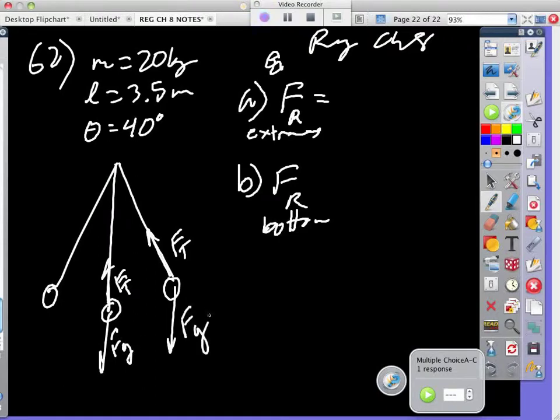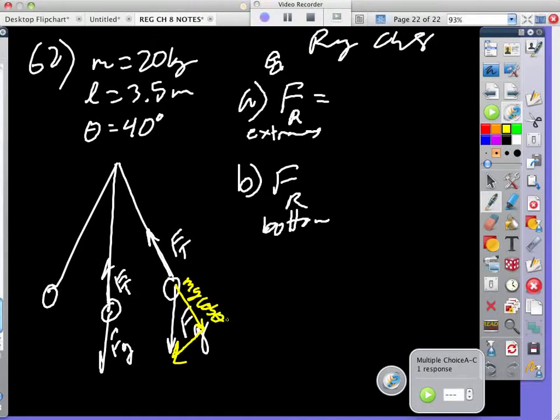Does that make sense? Now, do you see that this Fg does two things? It pulls down and it goes sideways. Do you see the perpendicular one has nothing to do with the tension? So this is mg cos theta.